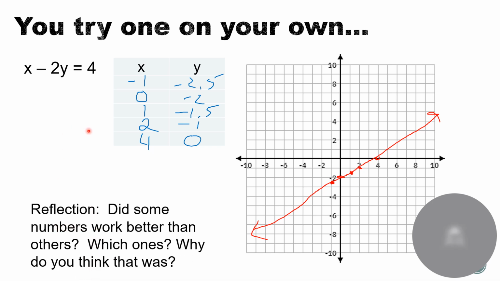All right, so a reflection question. Did some numbers work better than others? Which ones, and why do you think that was? So in class, I'm going to give you some time to kind of reflect on this, like which numbers seem to work. 0 worked, 2 worked, 4 worked.